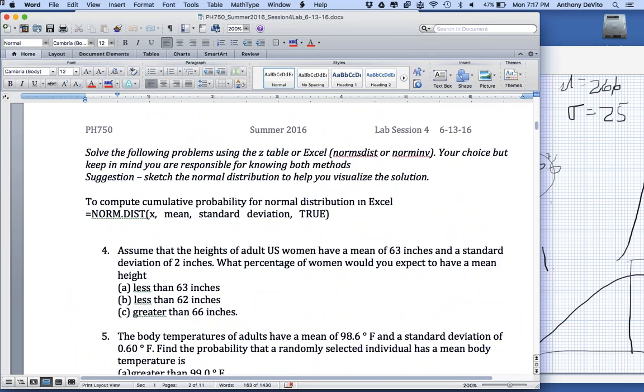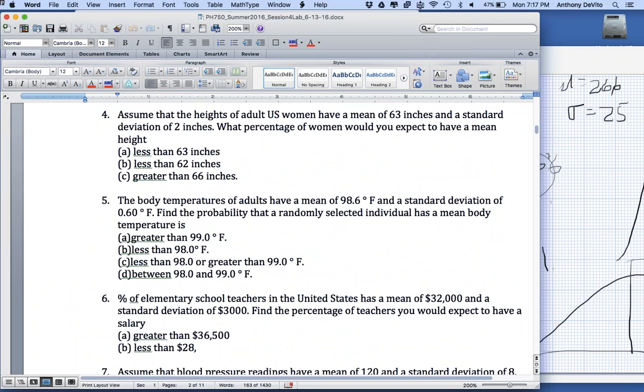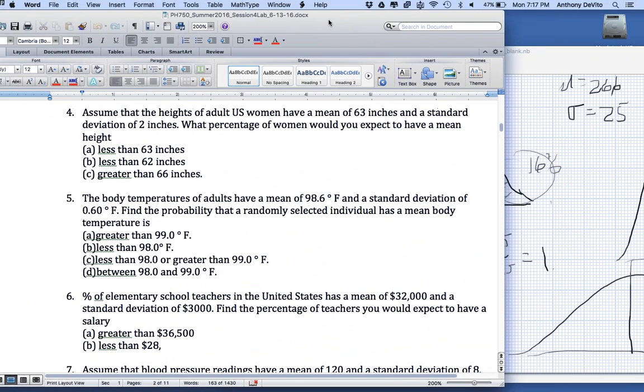Exactly. Okay, so now let's take a look at another distribution. Let's assume that the heights of U.S. women have a mean of 63 inches and a standard deviation of 2 inches. What percentage of women would you expect to have a height less than 63 inches? 50%, right? What percentage of women would you expect to have a height less than 62 inches?